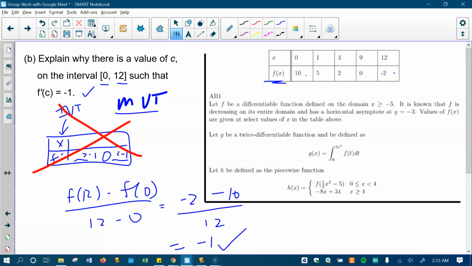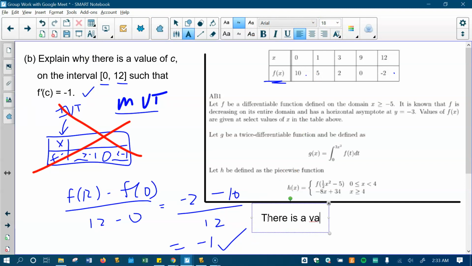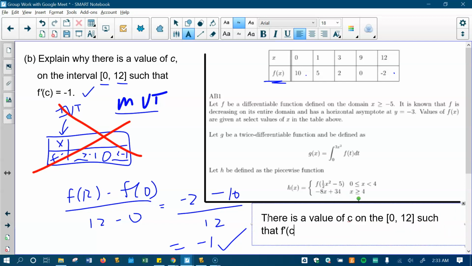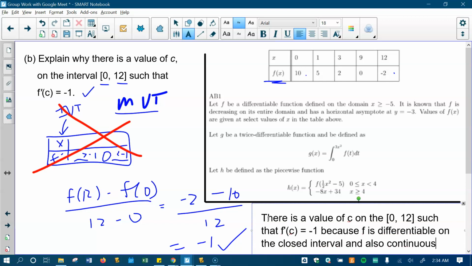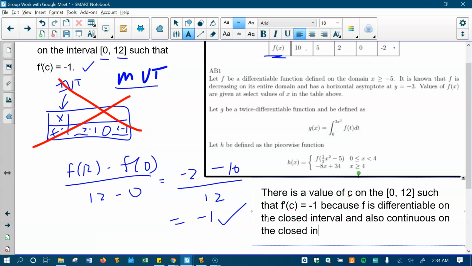So negative 1 is what I wanted out. The answer that I would write is this. There is a value of c on the closed interval such that f prime of c equals negative 1 because f is, and we highlighted it earlier, differentiable on the closed interval and also continuous on the closed interval. And we'll give credit where credit is due. This is by the MVT.